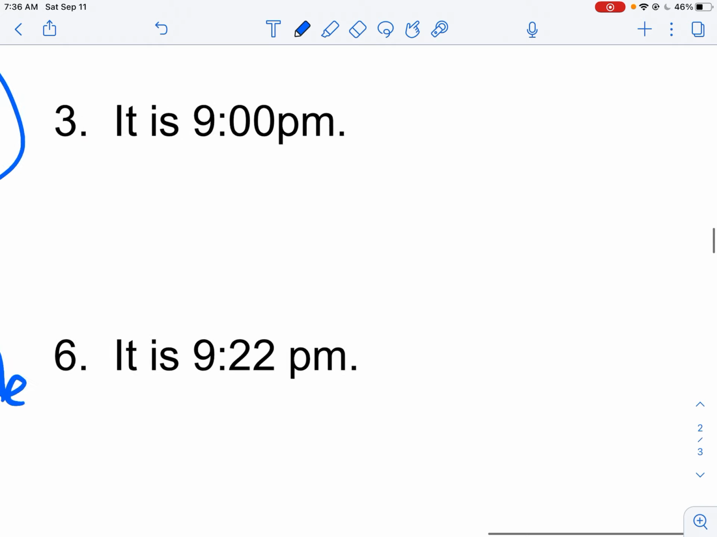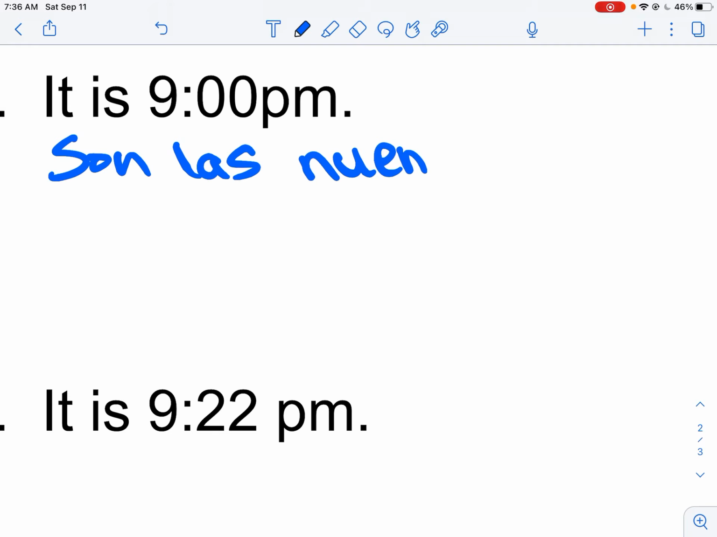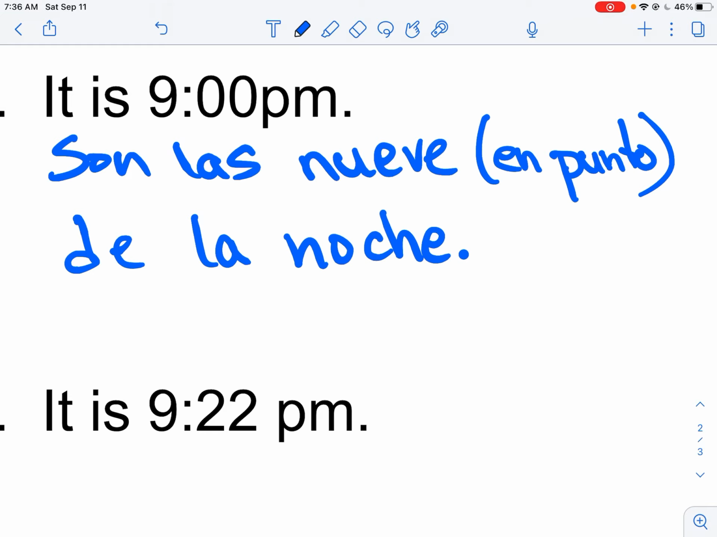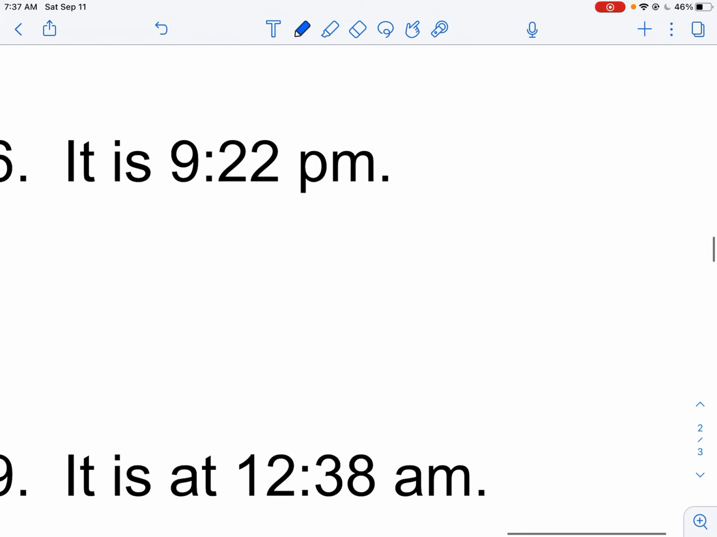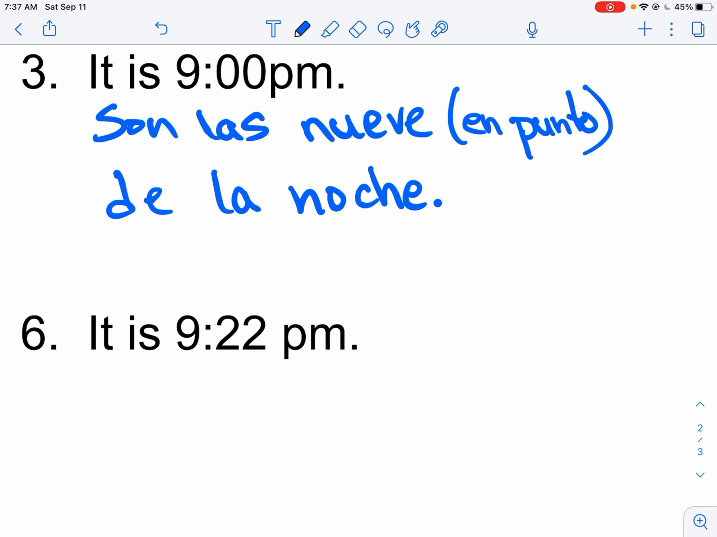Okay? This next one, right here. There's no at involved. So son las nueve. Oops, nueve, not nueven. Okay, now, because it's right on the dot, you could put en punto, which is perfectly fine, de la noche. You don't have to have the en punto, but some people like to put the en punto. Okay, there's no at on this. Oh, I wanted to leave it so you can see it.